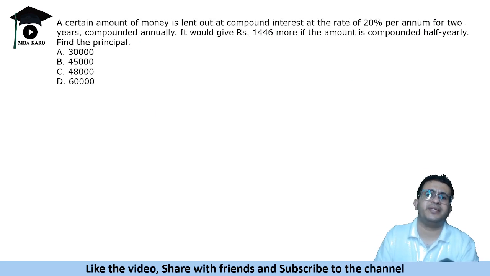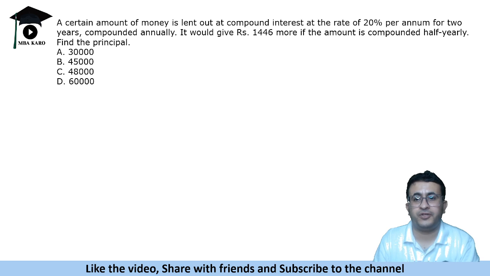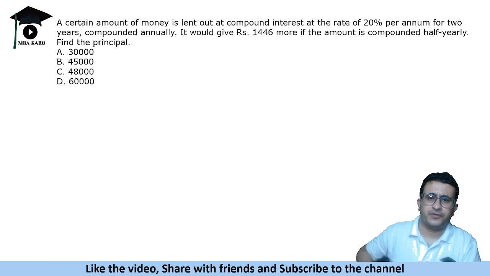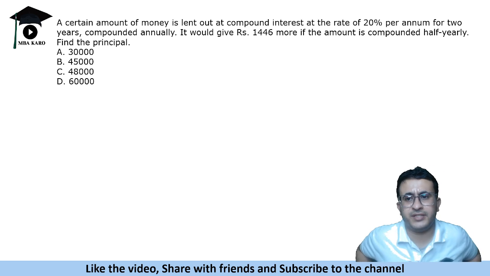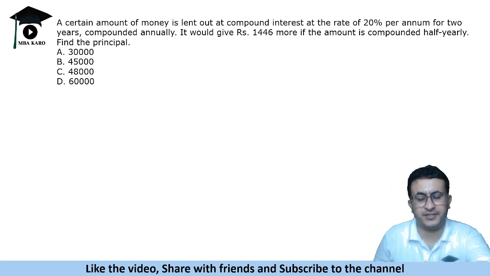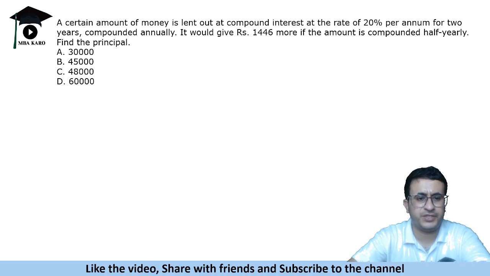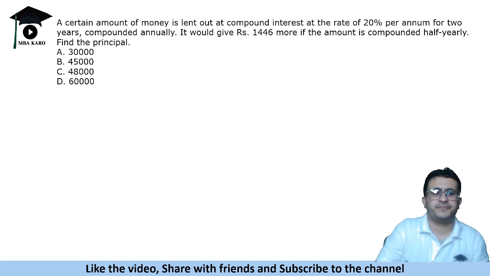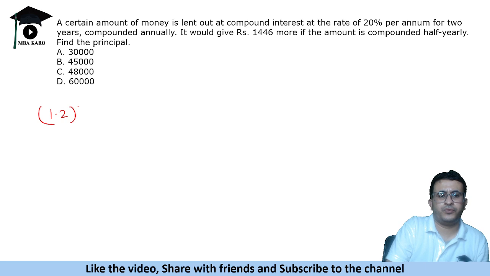A certain amount of money is lent out at compound interest at the rate of 20% per annum for 2 years compounded annually. It would give 1446 more if the amount is compounded half yearly. Find the principal. Okay. Now see, there are certain things in which you should know the values. Like for example, what is 10%? See, understand this. 1.2 का whole square is 1.44, right? So amount is 144%. So compound interest is 44%.